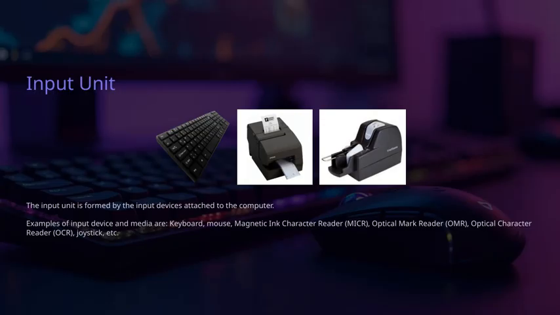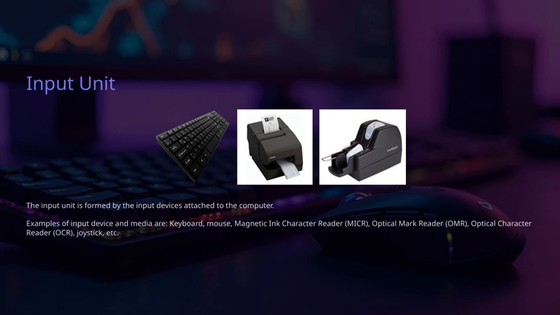Now, let's talk about the input unit. The input unit is essentially made up of the input devices that we attach to the computer to communicate with it. These devices are what allow us to feed data and commands into the system. Examples of input devices include the familiar keyboard and mouse, which most of us use daily. But there are also specialized devices like the magnetic ink character reader, or MICR, which is often used in banking for check processing.